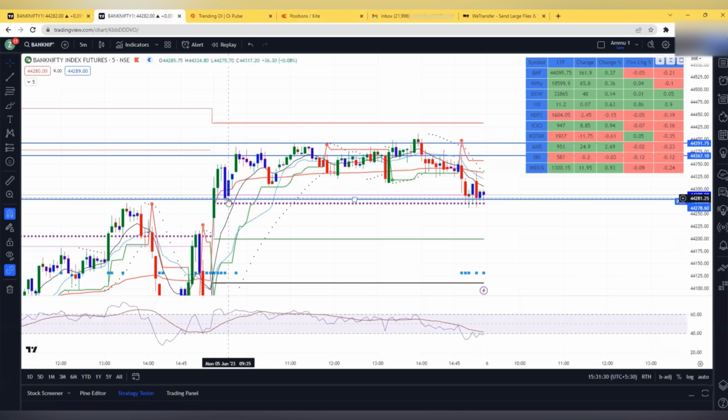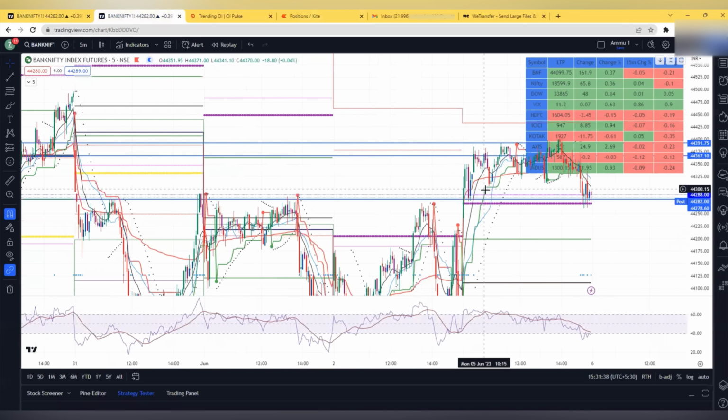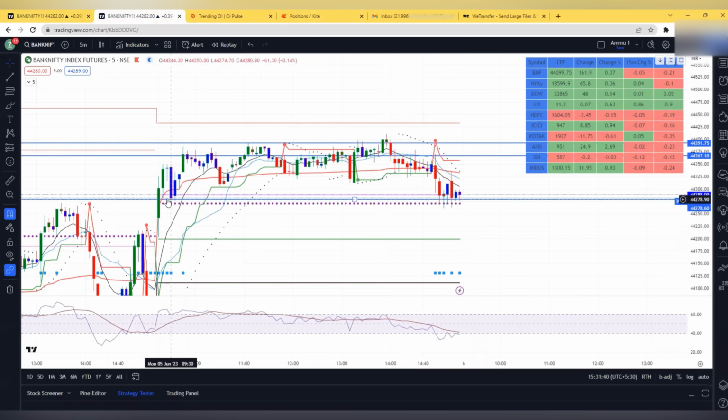I hope you got the logic because this was the resistance. You can see here rejection, rejection, rejection. Now it is breaking out of that. So that resistance will now act as a strong support. So this should be our first trade. You don't enter here. You don't want to take risk. But this trade you should be taking at 9:30.